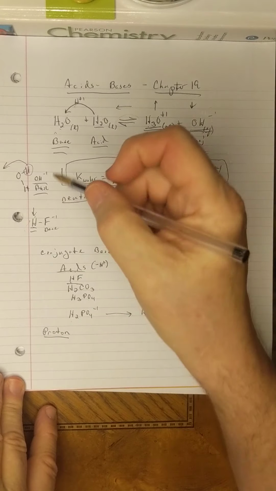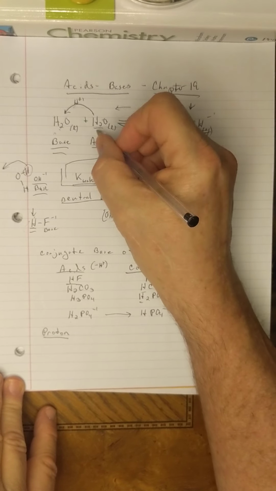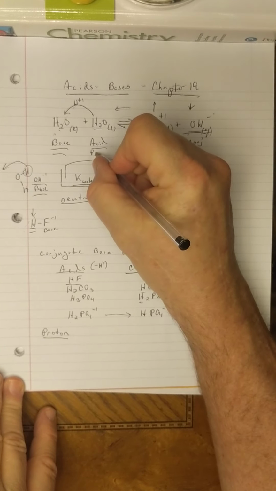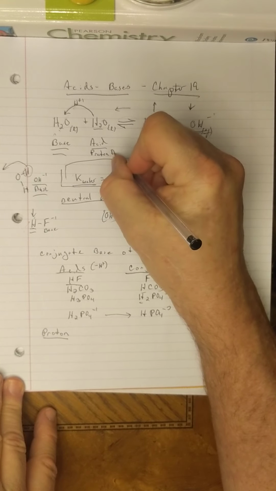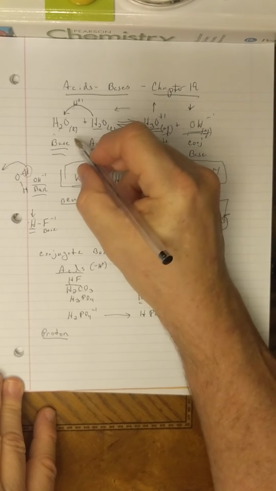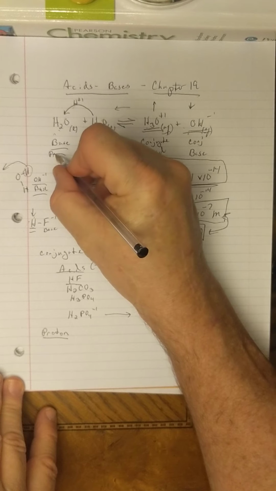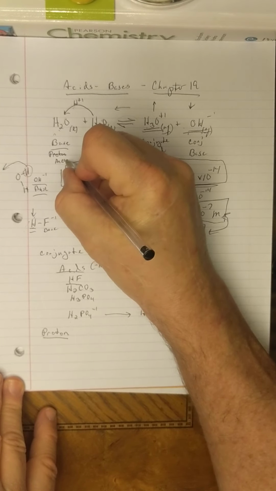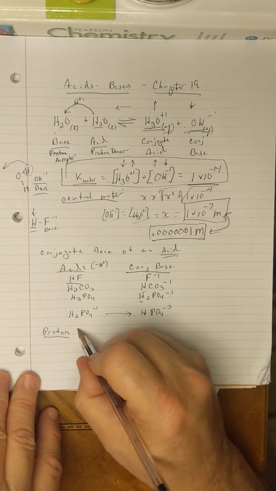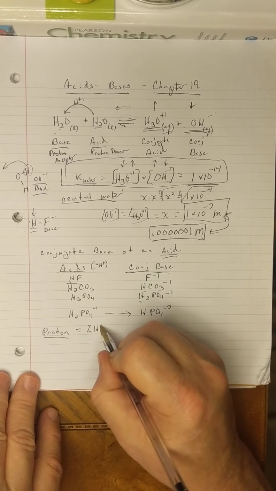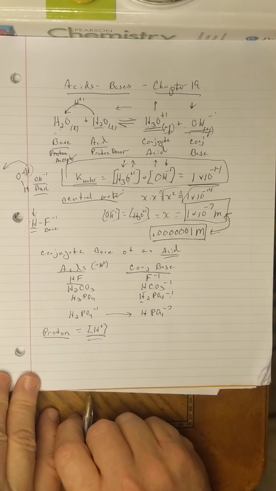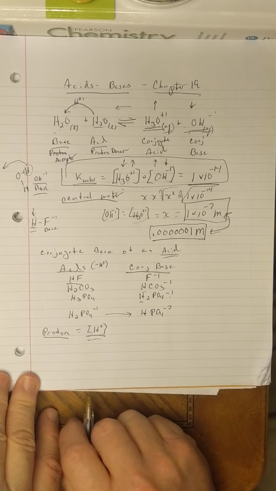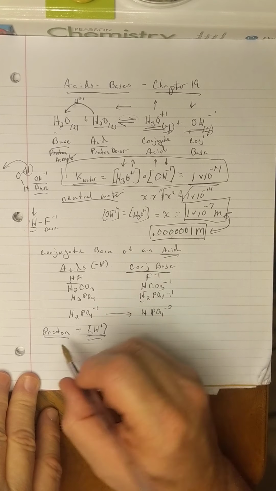And the definition of a Bronsted-Lowry acid is a proton donor. The definition of a base is a proton acceptor. And so a proton is a hydrogen ion, H+. Okay? And so we have a few terms we can use.